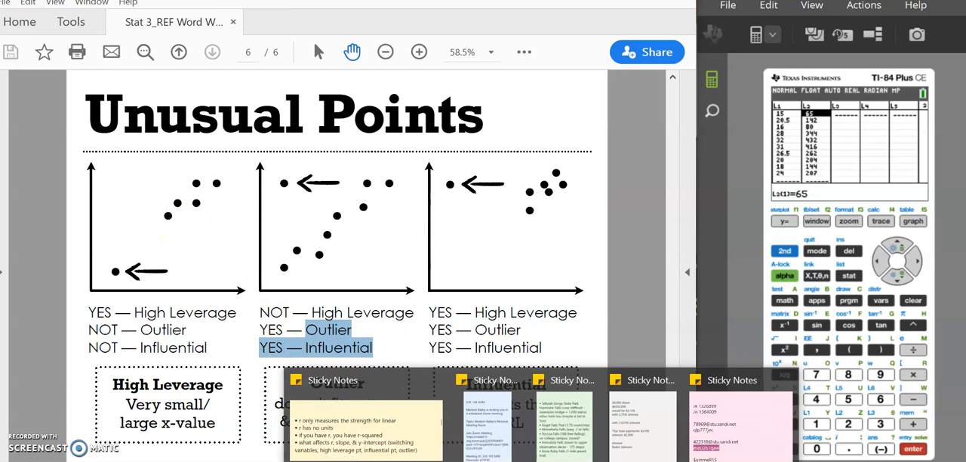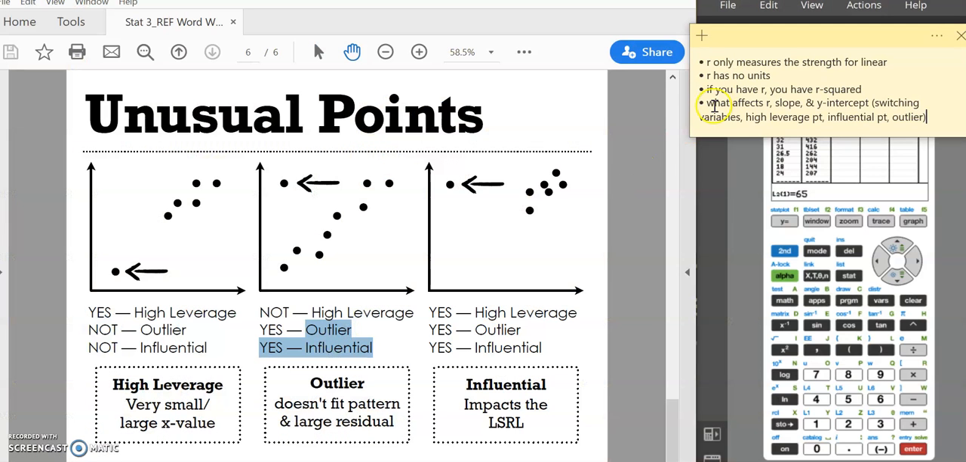Alright, and I just have a little sticky note here to make sure I discuss any little things that I wanted to mention. So r is only for linear strength. To measure linear strength, it has no units. Oh, I want to talk about this one really quick, but I did discuss how the r value, the slope, and y-intercept would be affected.